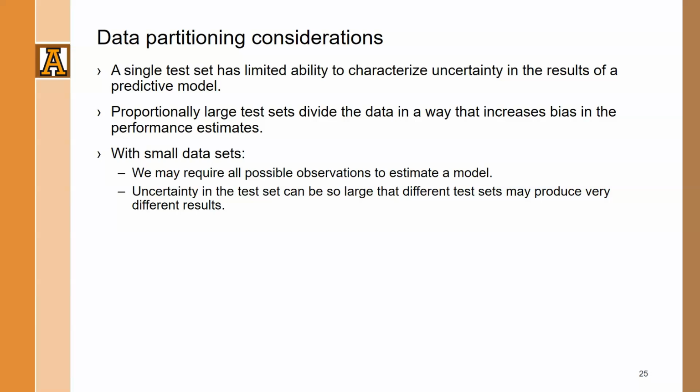Now, the uncertainty in the test set can be so large that different sets may produce very different results. There are also differences in the robustness of the models to the training data that is used. And we evaluate that by the variability in the estimates of the classification error or the area under the curve.